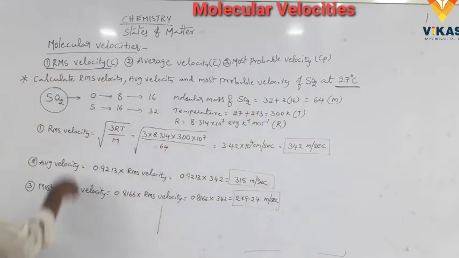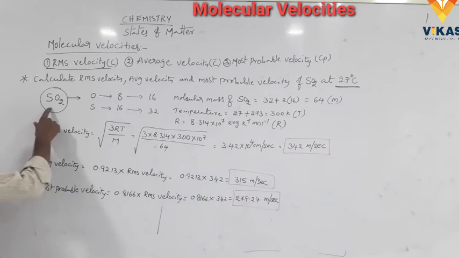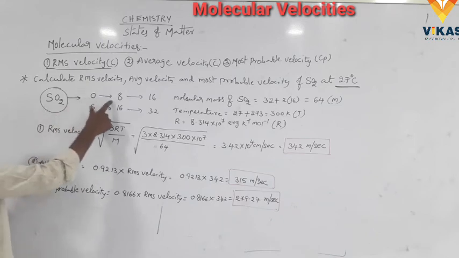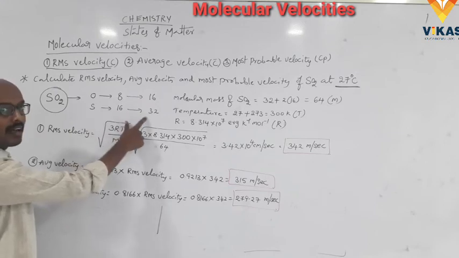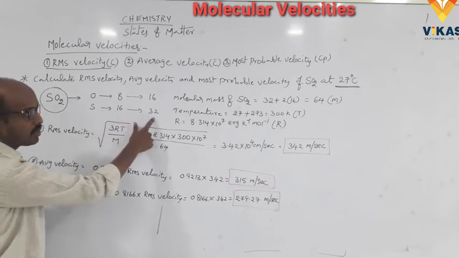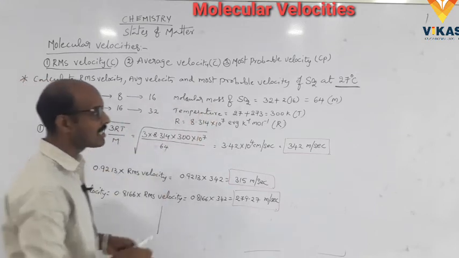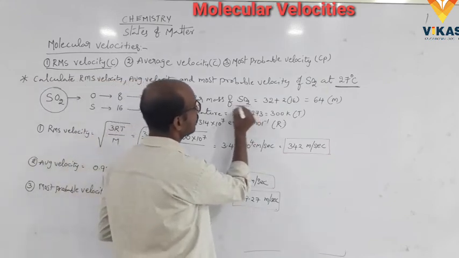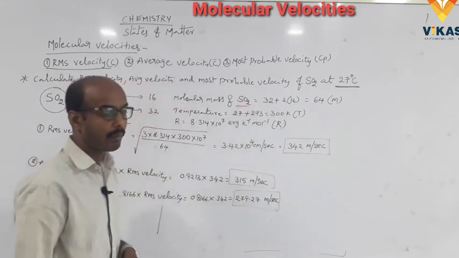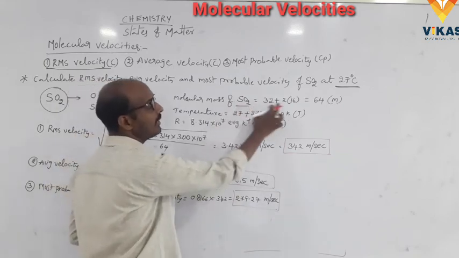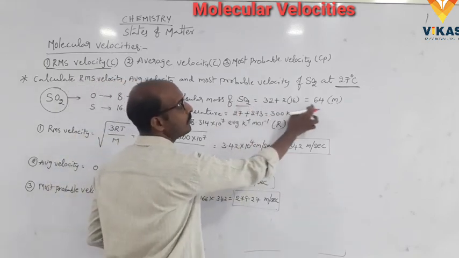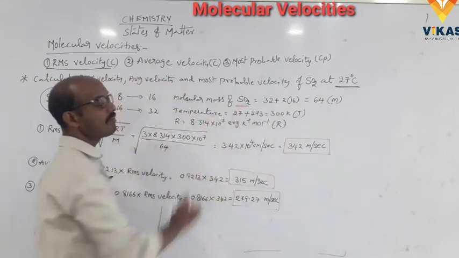Clear? So first we calculate the sulfur dioxide molecular weight. Oxygen has atomic number 8 and atomic weight 16. Sulfur has atomic number 16 and atomic weight 32. So the molecular mass of SO2: one sulfur is 32, and 2 oxygens is 2 into 16, that is 32. 32 plus 32 is 64, that is the molecular mass of SO2.